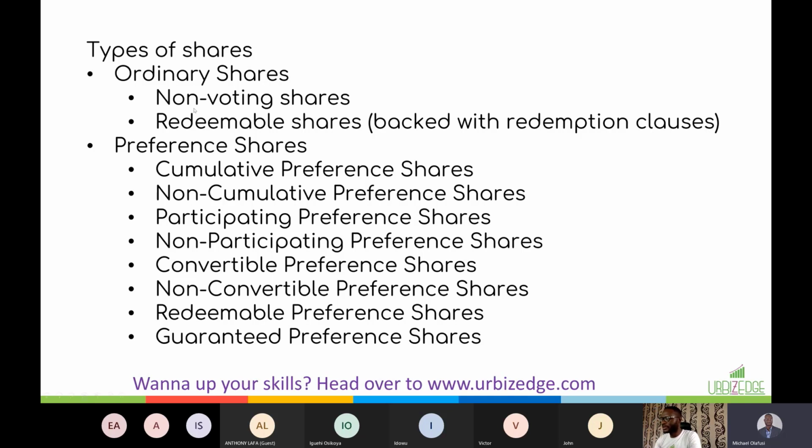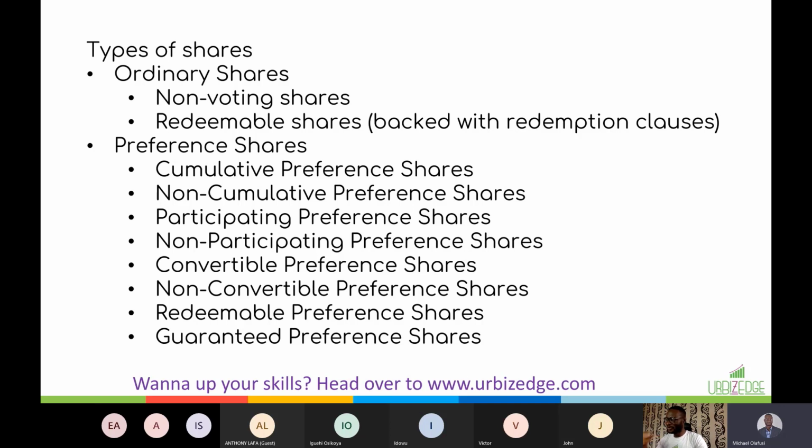For ordinary shares, it's very straightforward. If you incorporate a company, as the founder you will have to issue ordinary shares. That's the de facto ownership shares. People who are starting a company must always issue ordinary shares. There can't be a company that does not have ordinary shares. There can be a company that does not have preference shares, but you cannot not have ordinary shares.